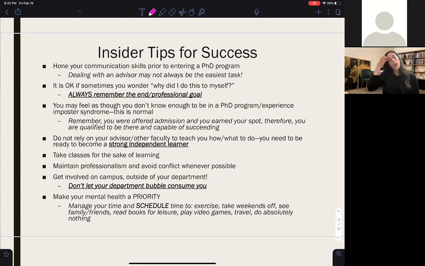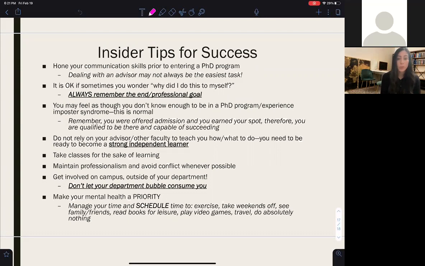Okay. I mentioned this already, take classes for the sake of learning, maintain professionalism, and try to avoid conflict whenever possible. Don't get involved in too much drama. Okay. Get involved outside of your department. And then last thing, make your mental health a priority, because that is the most important thing, whether or not you go for a PhD. Even if you go and get a job in industry, make sure you're putting your mental health first, because nothing else is important if your mental health is not in the right state. So do what you need to do.